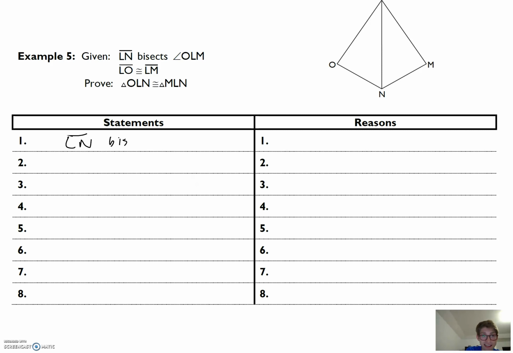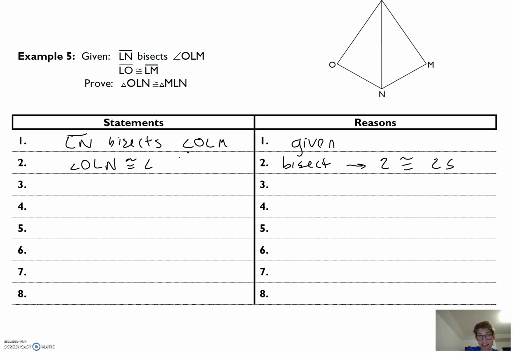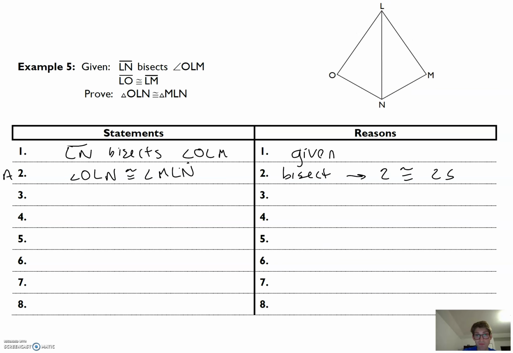LN bisects angle OLM. That's given to us. What does bisect make us think? Hopefully you're thinking two congruent somethings. We're dealing with angles, so we're going to say angles. And the angles that are congruent by this bisection are OLN and MLN. So that's an angle. Thinking about what we're using to prove, I'm thinking maybe SAS, but we have this angle up here at the top, so we need to say something about the sides on either side of the angles.